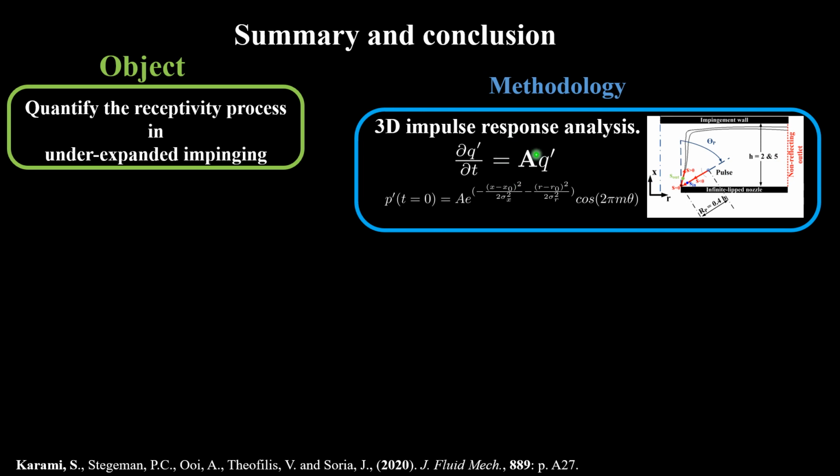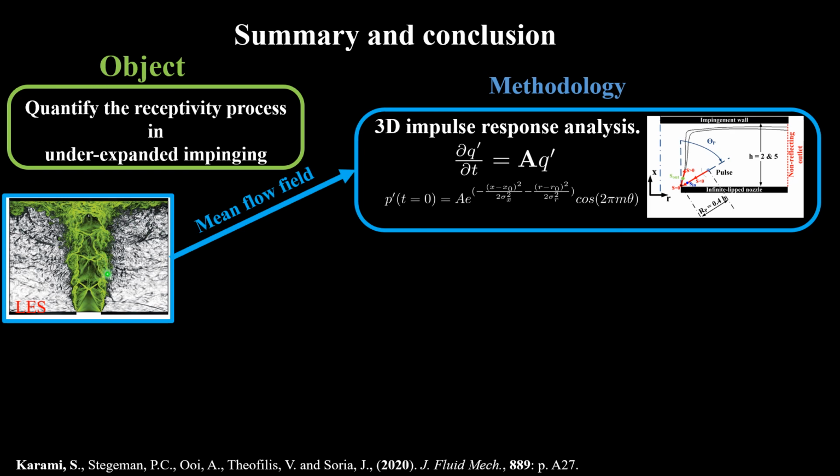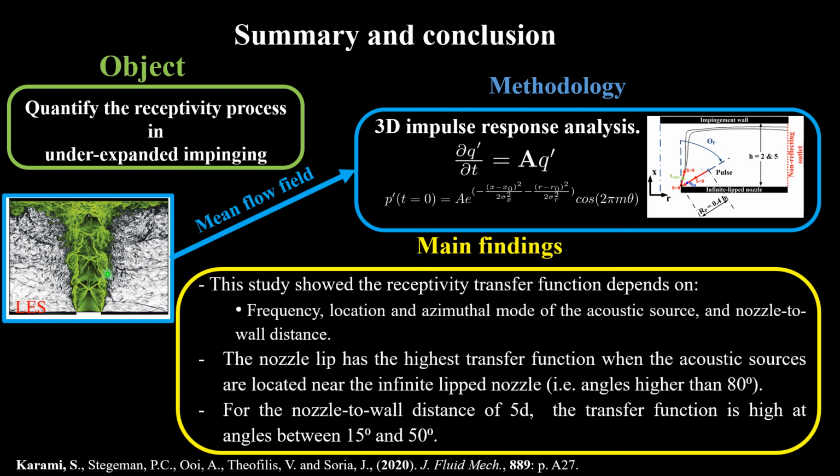We required the mean or base flow to define the linear operator A. The mean field came from the large eddy simulation dataset. The main conclusions are as follows. This study showed the receptivity transfer function depends on frequency, location, and azimuthal mode of the acoustic source, and nozzle-to-wall distance. The nozzle lip has the highest transfer function when the acoustic sources are located near the infinite nozzle lip. For the nozzle-to-wall distance of 5D, the transfer function is also high at angles between 15 and 15.